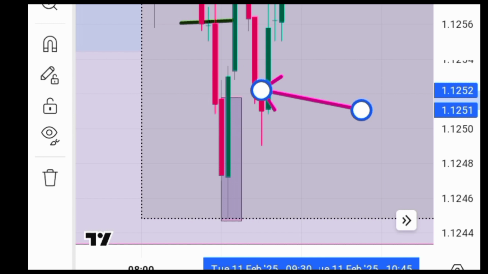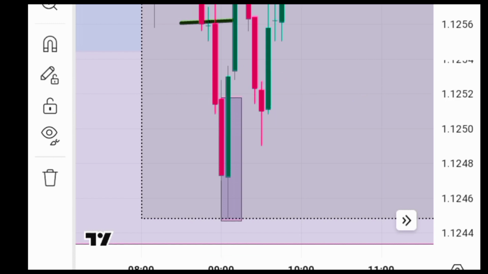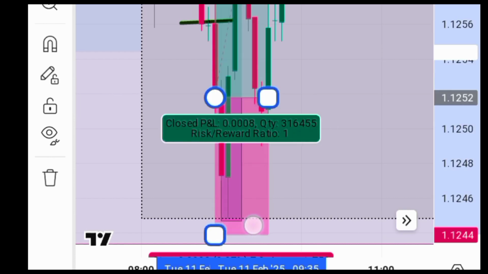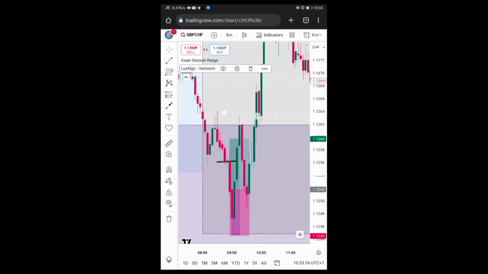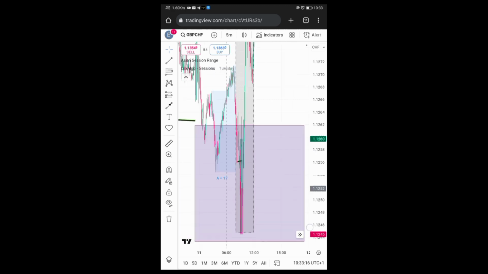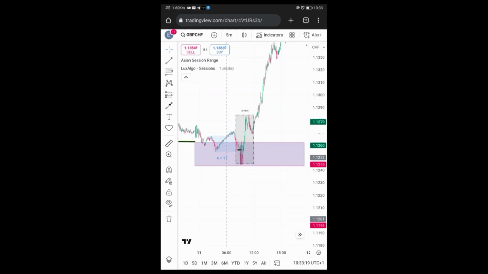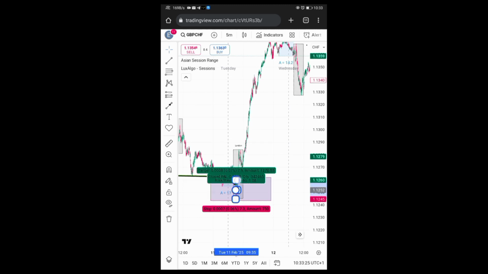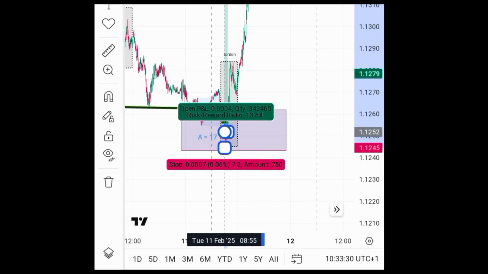So you are placing your trade right here on this candle, and your stop loss will come below, and you target 1 to 10 or 1 to 15 as well. You go for your 1 to 10 or 1 to 15. So you've gotten your 1 to 15 right there.